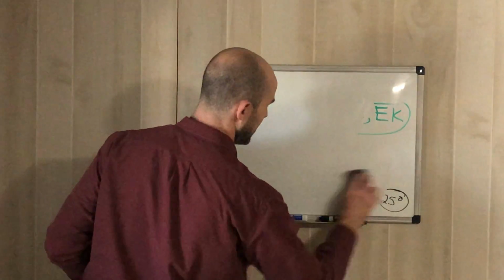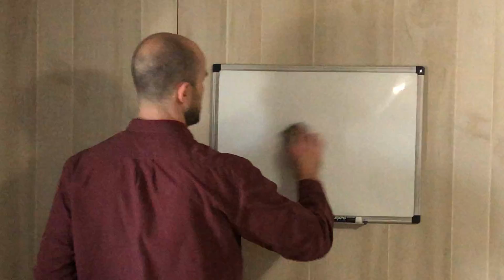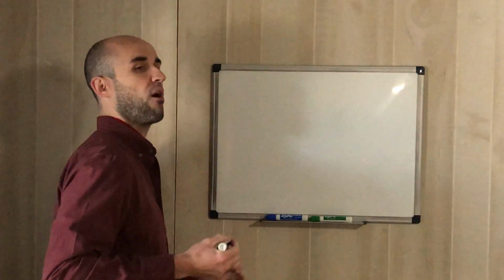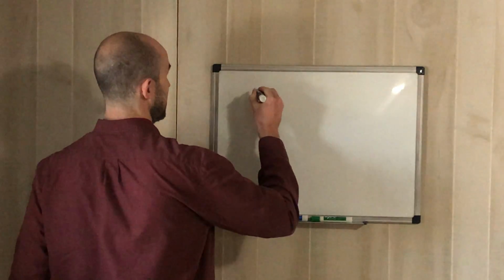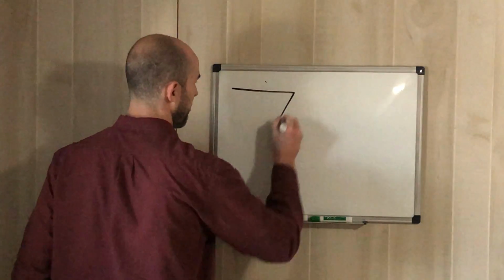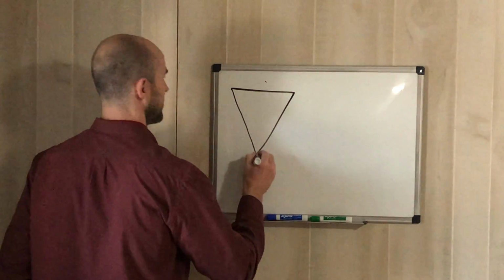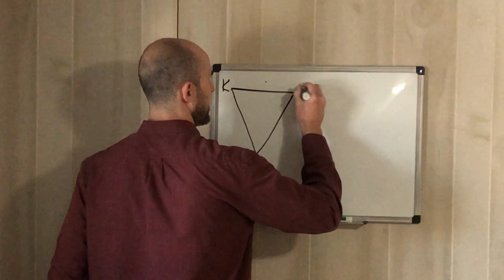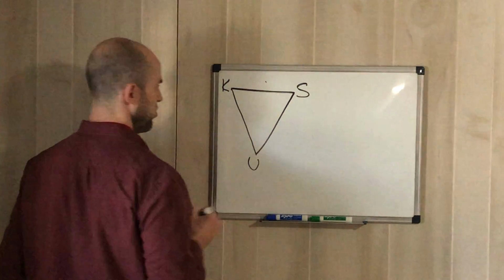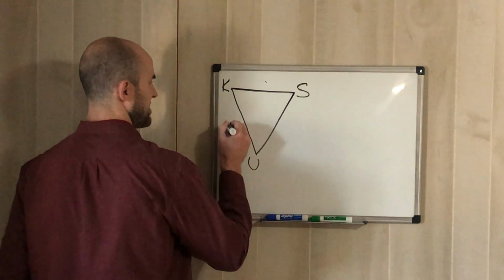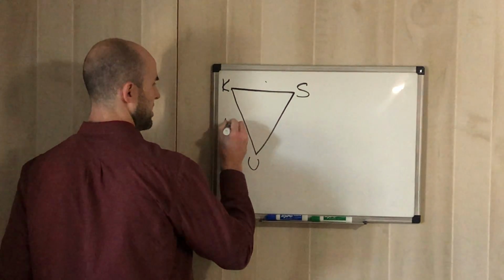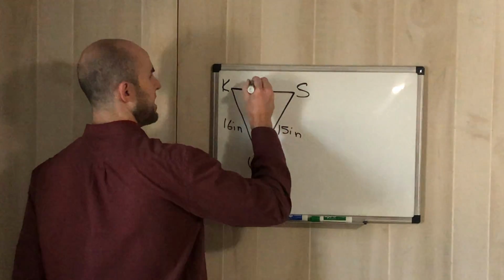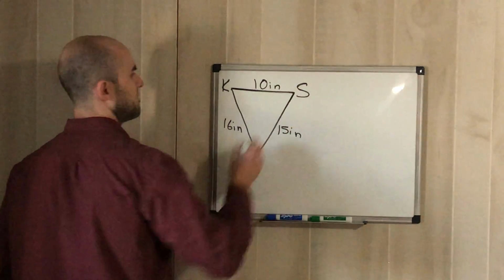The opposite idea is true, right? Let's say that they give us sides now, and we want to figure out what's the biggest and smallest angles. It's the same idea, guys. It's actually even easier to write. So let's say we have this here, let's make it K, let's make this one S, and this one U right there. Let's say this side here is 16 inches. Let's make this side 15 inches. And let's make this side 10 inches, right?